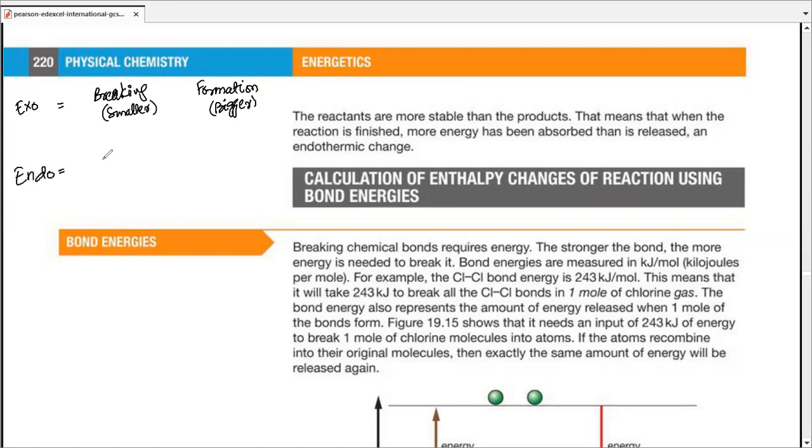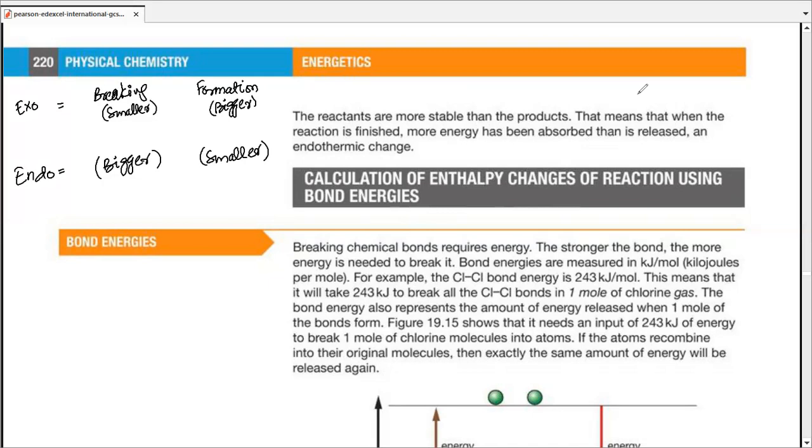But for endothermic reactions, this is actually the opposite. Breaking of bonds is a bigger value, and formation of bonds is a smaller value, since we're absorbing more energy for the reaction than what's released. I hope that makes sense, right? Good, great. So since we're just talking in words, how would we be able to calculate the enthalpy changes with actual bond energies?